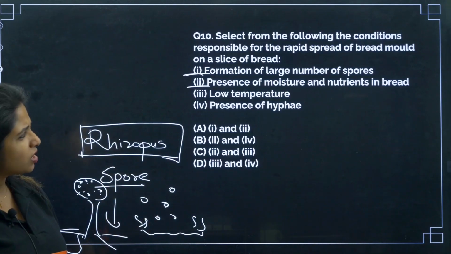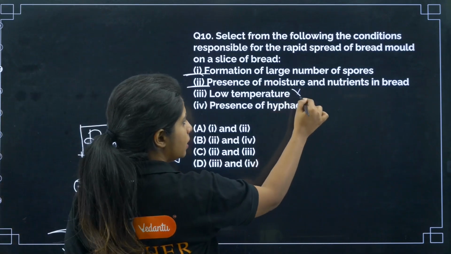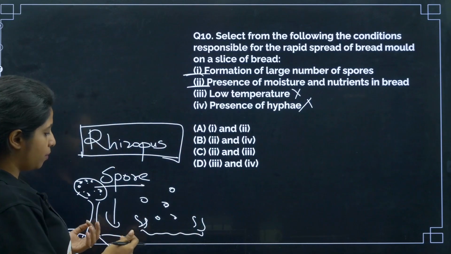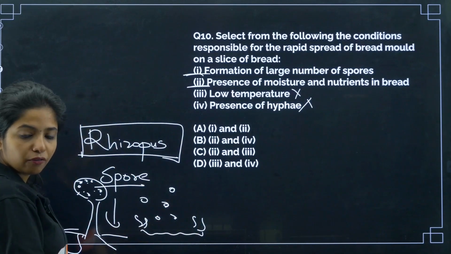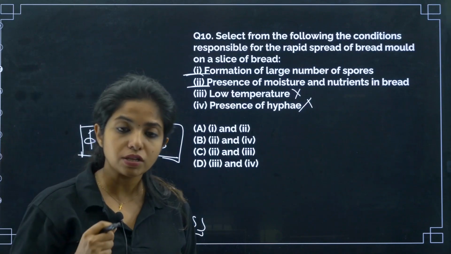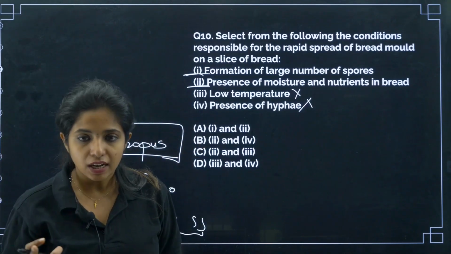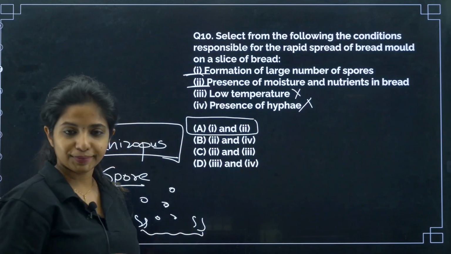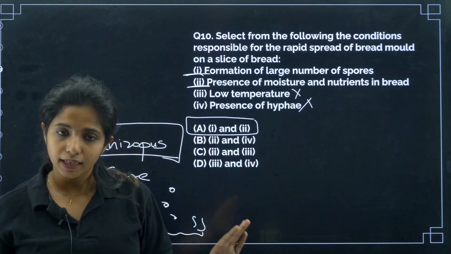Now low temperature, presence of hyphae, no my dear children. The spore will later, when they have moisture, by itself form the hyphae, they form the mycelium, they form the sporangium, all the structures of a fungus which is needed. So I will say what all are correct, 1 and 2 is correct. 1 and 2 is totally correct, okay?